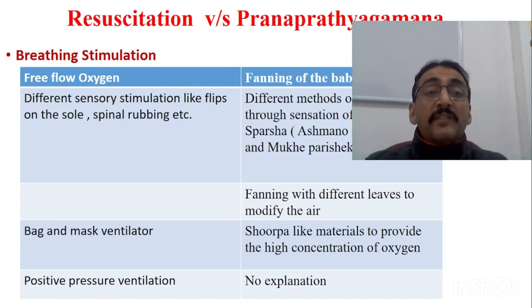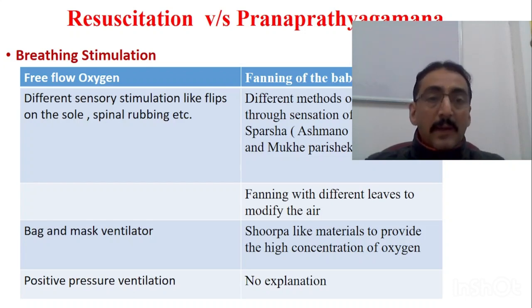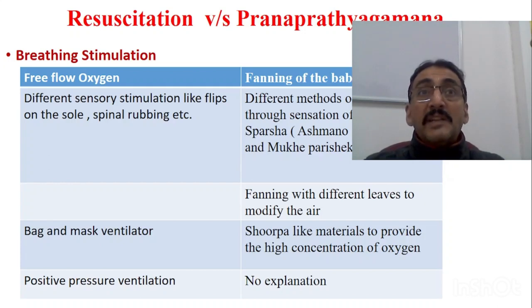Now different sensory stimulation like flicks on the sole and spinal rubbing has been explained in modern science. Similarly, different methods of stimulation through sensory sensation have also been explained in Ayurveda. Shabda, Sparsha, Rupa, Rasa, Gandha, these are the five important sensations that we have. Ayurveda says that first you stimulate the first formed Mahabhuta, that is Akasha, and the Artha of Akasha Mahabhuta is Shabda. So your body is more perceptive to this Akasha Mahabhuta, which is initially formed. So first you go for stimulation of the sensation by stimulating the Shabda Mahabhuta.